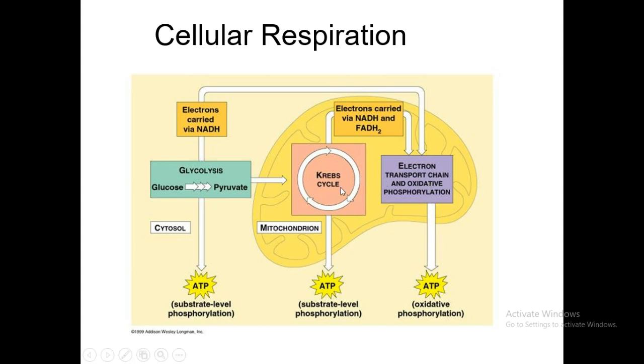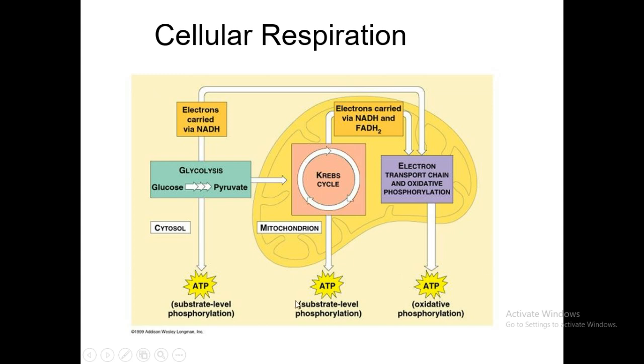found in the mitochondrion. So remember that the mitochondrion is the powerhouse of the cells. It is called the powerhouse because that is where a lot of ATP is produced, in oxidative phosphorylation. Okay? So let's also discuss later on what substrate level phosphorylation means and how it differs from oxidative phosphorylation.